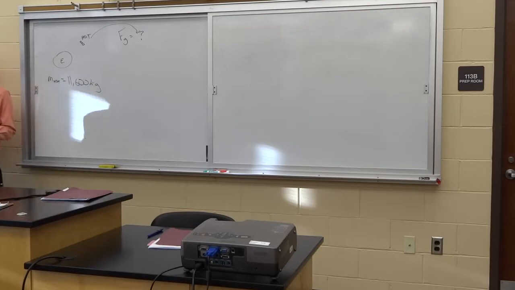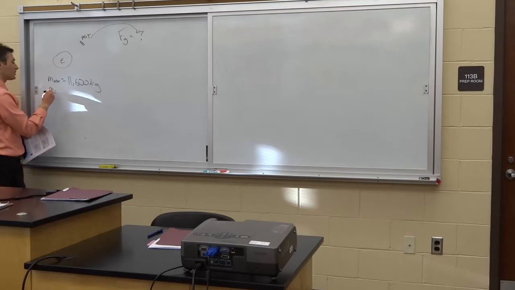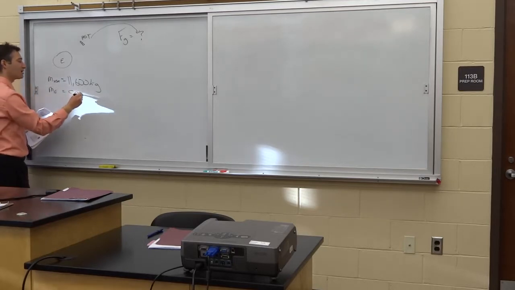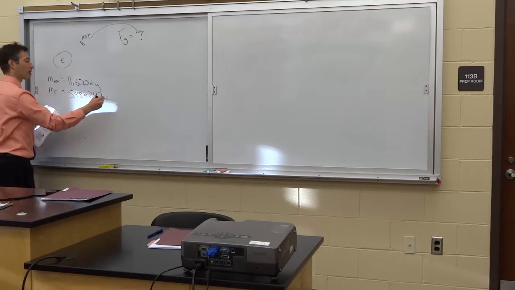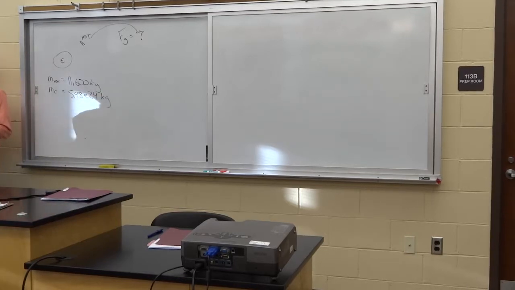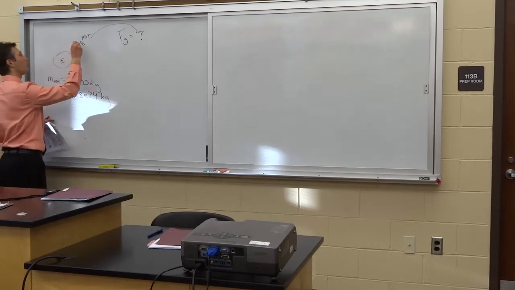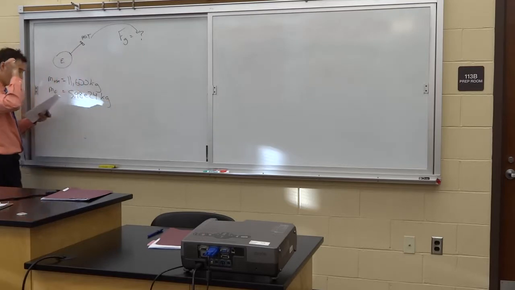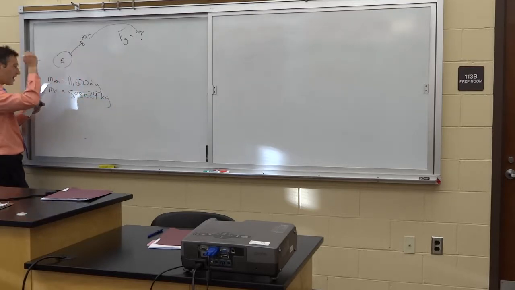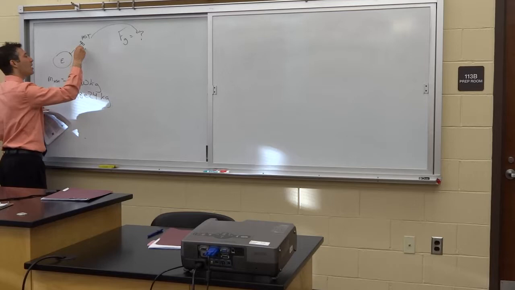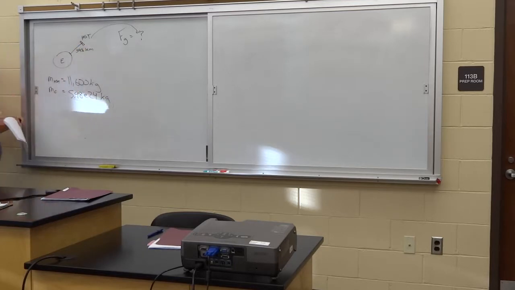What else do we need to know? Nick? Mass of the Earth. We need to know the mass of the Earth, yes, and that is 5.98 times 10 to the 24th kilograms. What else do we need to know? Justin? The distance between the Hubble Space Telescope and the Earth. The Hubble Space Telescope is 598 kilometers above the surface of the Earth.